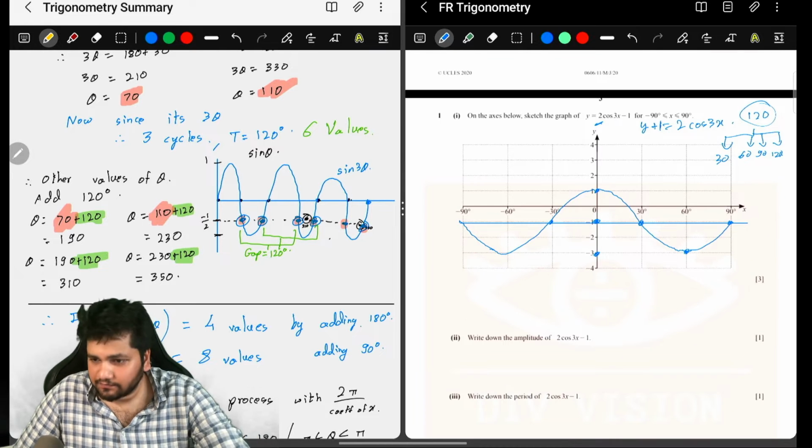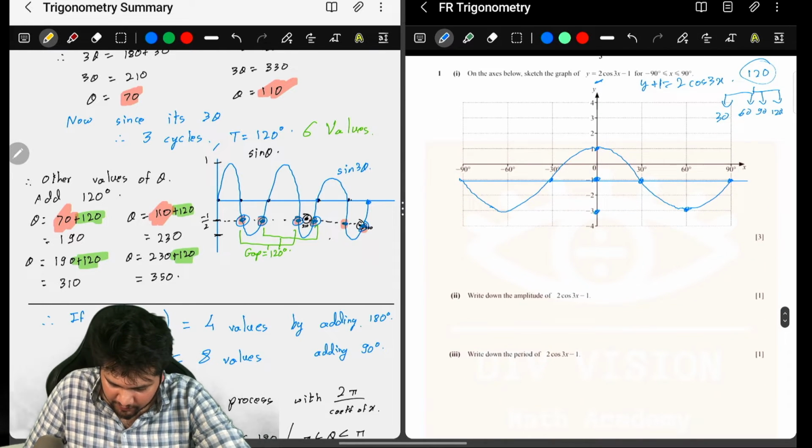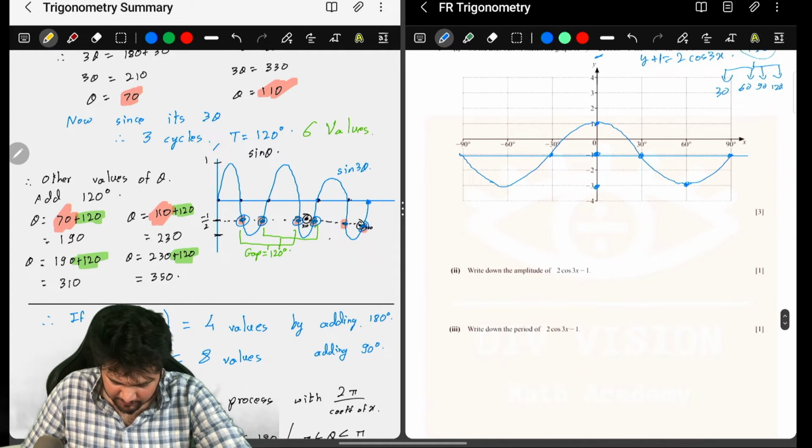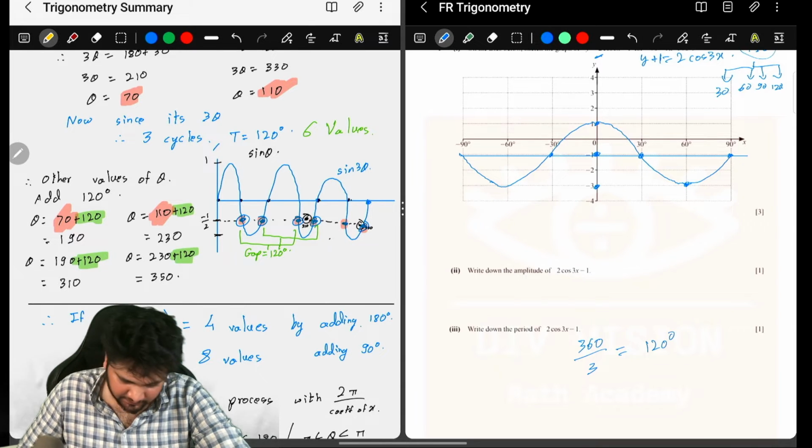Done. Now as you can see, for the amplitude they have asked you 2, so obviously 2 cos 3x minus 1, so the amplitude is going to be 2. Write down the time period. So again, it's going to be 360 by 3, the coefficient of x, which is going to be 120 degree. That's it.